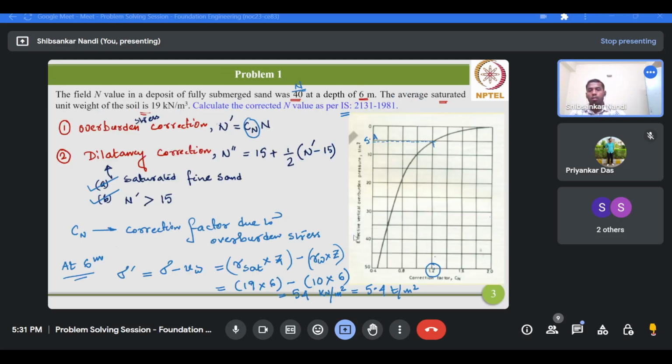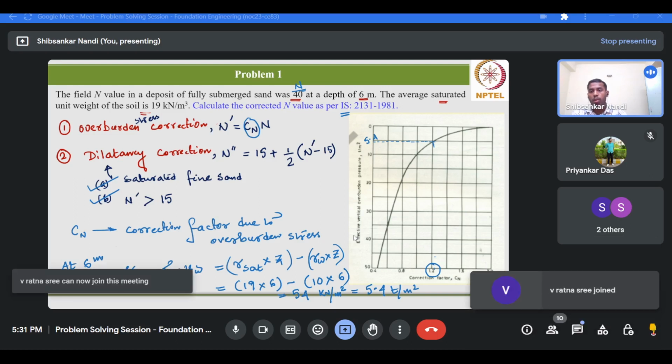Any doubt so far? Any confusion for problem 1? Otherwise we can proceed further. This is the way you have to incorporate the corrections specified by Indian Standard IS 2131, overburden and dilatancy. Overburden is basically for all, whatever may be the scenario, you have to apply first. Now if these two conditions are met, then you have to go for dilatancy, otherwise not.